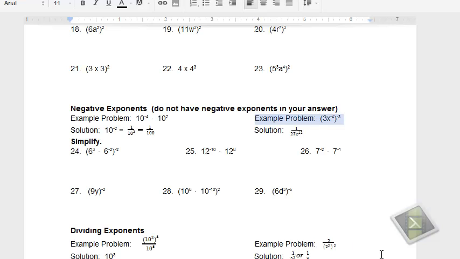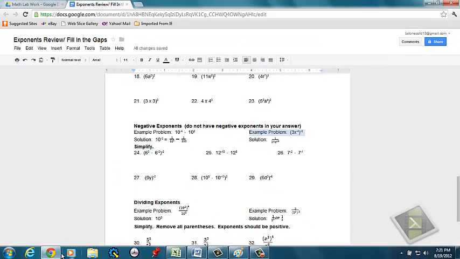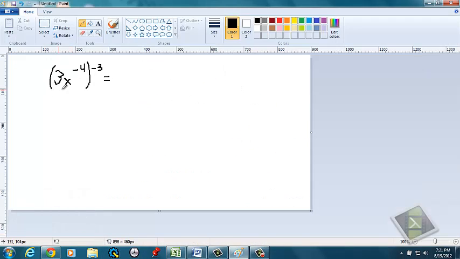Our next example we have is 3x to the negative fourth raised to the negative third power. Now we're going to show you two different things we can do for this type of problem. Our first option is to take each thing to this negative third power. This is probably the more difficult way, at least I think. So you can take 3 to the negative third, and then we'll have this power, x to the negative fourth times negative 3.